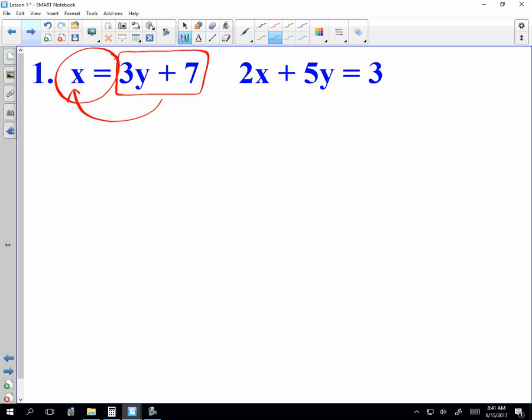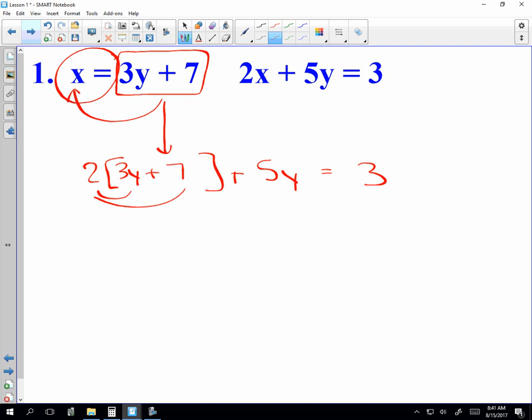So when I look at my second equation, I'm going to take x out and I'm going to substitute with what x equals. So I substitute that into my equation. I'm going to go through and distribute the 2. Remember, when you're substituting, you have to substitute into a set of parentheses. We've got 6y plus 14 plus 5y equals 3. And then we have to combine like terms and solve for y.